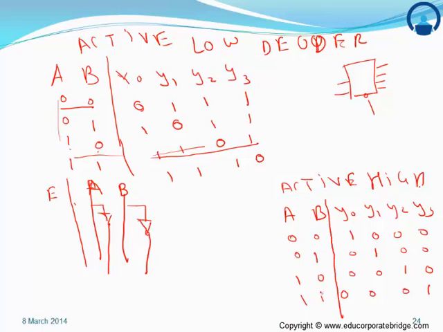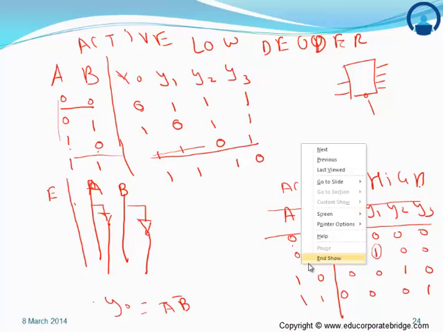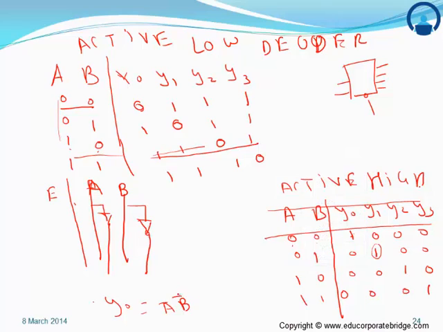This is the truth table for the active high decoder. The equation for Y0 can be written as A bar B bar. Now, Y1 can be written as A bar B. Y1 is A bar B. Y2 will be A B bar.